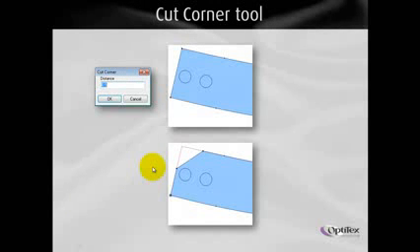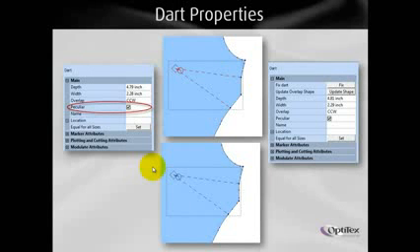Okay, cut corner tool. This was a request. Instead of round corner, you can just cut it right off. Pretty simple in the toolbox. There's a new dart property, make more exact darts.